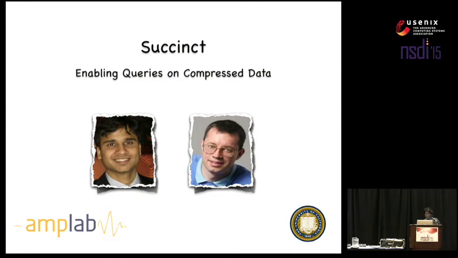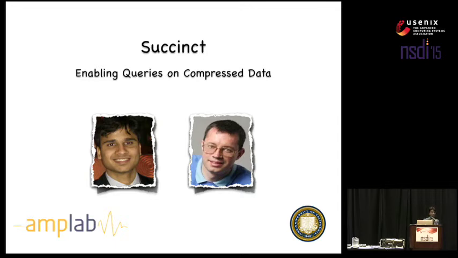Great. So I'm going to talk about this project Succinct that we started when I started at Berkeley. And the high-level goal of the project is to enable certain kind of queries directly on compressed data. So what I want to talk about today is why do we want to do this? How do we do this? And what does it look like when we do this?